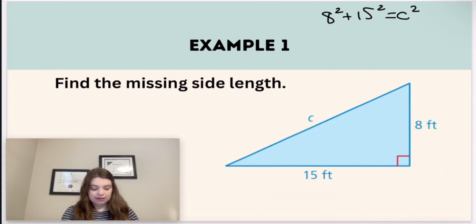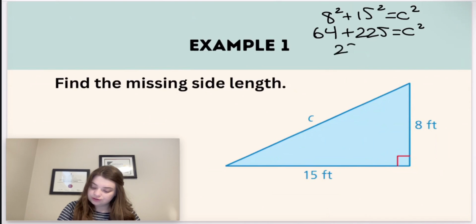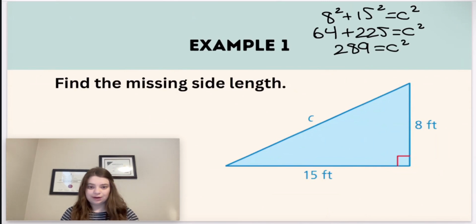Now, 8 squared is 8 times 8, which is 64. And 15 squared is 15 times 15, which is 225. Now, 225 plus 64 is equal to 289. So 289 is equal to c squared.